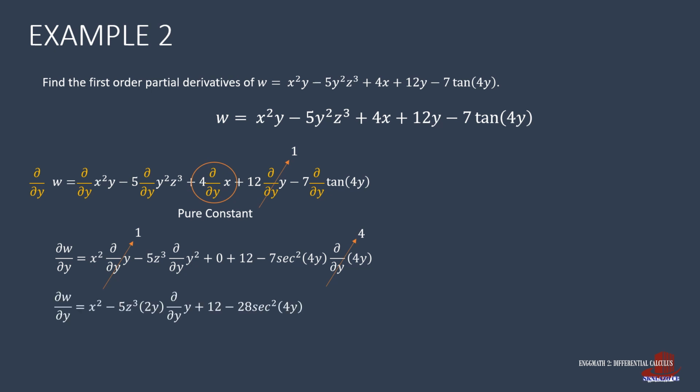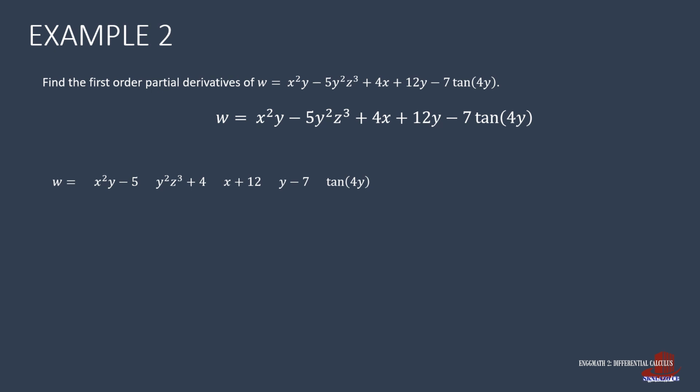x squared minus 5z cubed times 2y times the derivative of y with respect to y, plus 12 minus 28 times secant squared of 4y. Again, dy over dy is 1, so the final derivative of w with respect to y is x squared minus 10yz cubed plus 12 minus 28 times secant squared of 4y.